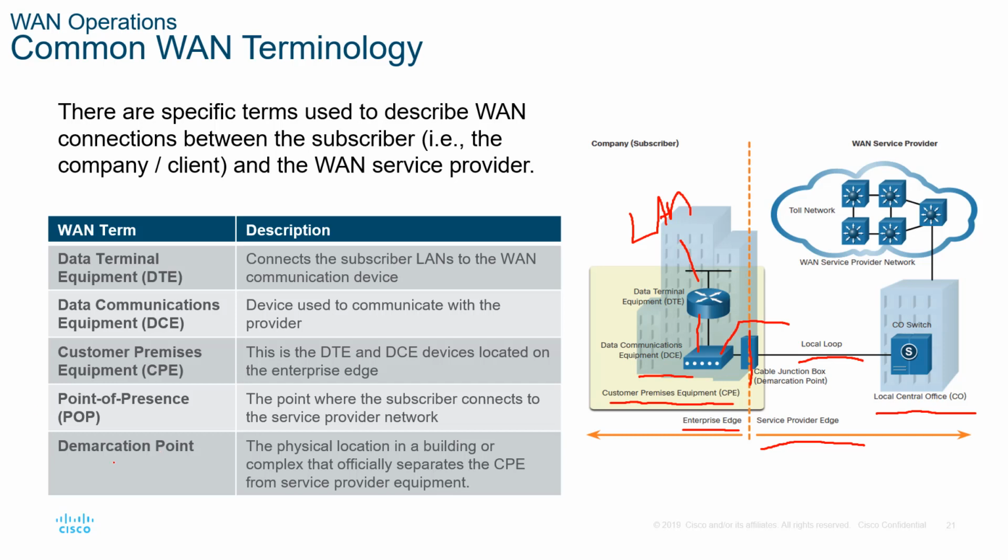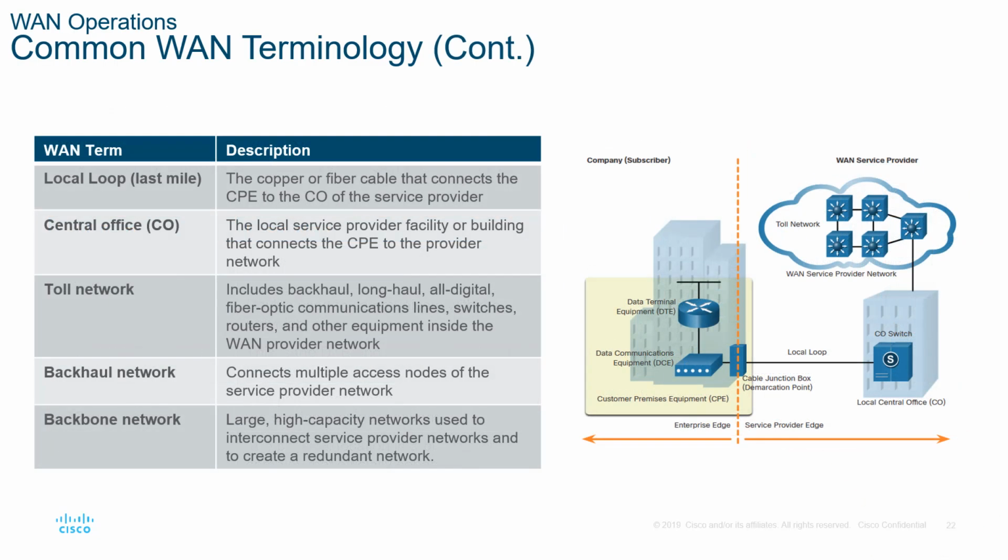So we talked about our demarc, we talked about our customer premise equipment, we talked about our DCE, we talked about our DTEs. What about this point of presence? Again, this is the point where the subscriber network connects to the service provider. Our demarc is also sometimes called the POP, or point of presence. And we're not done with our terminologies. We've already talked about our local loop, also known as the last mile. We talked about the CO.